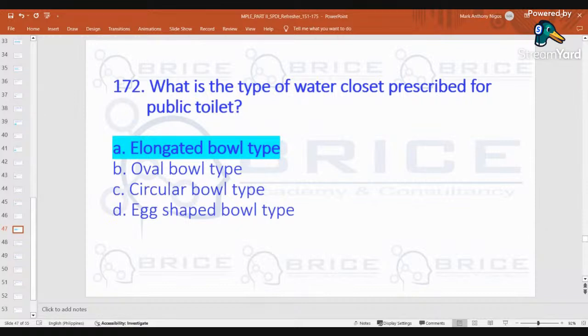What is the type of water closet prescribed for public toilet? The answer is elongated bowl type.